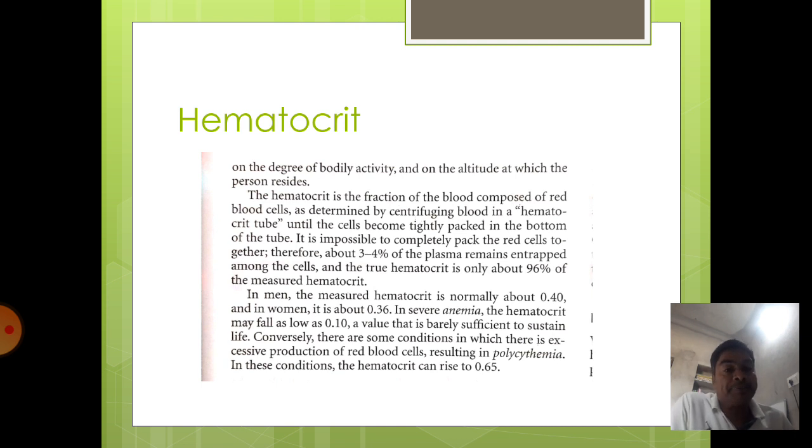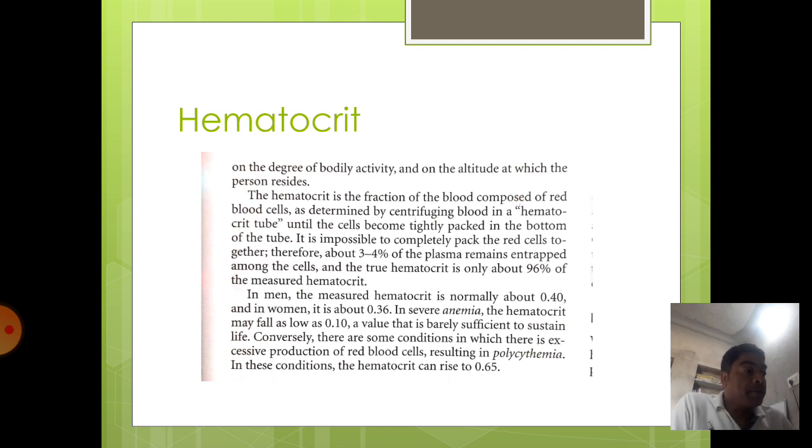The hematocrit is the fraction of the blood composed of red blood cells as determined by centrifuging blood in a hematocrit tube until the cells become tightly packed in the bottom of the tube. It is not possible to completely pack the red cells together. Therefore, about 3 to 4% of the plasma remains entrapped among the cells, and the true hematocrit is only about 96% of the measured hematocrit.